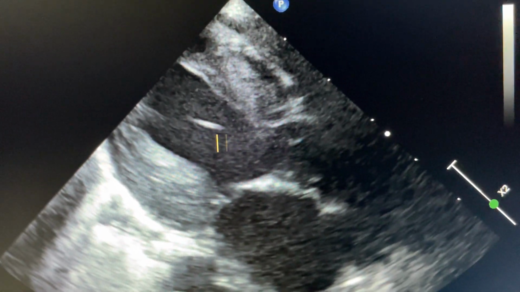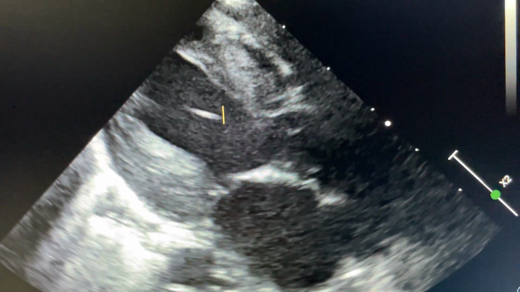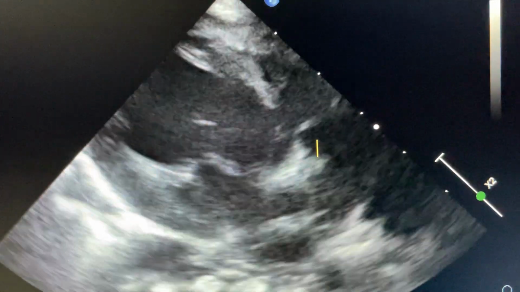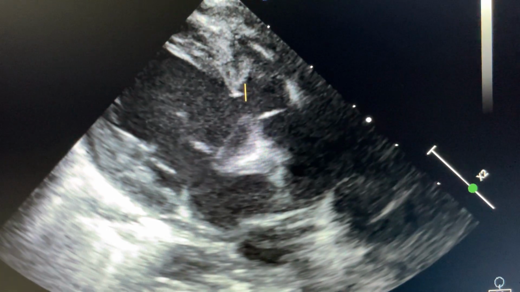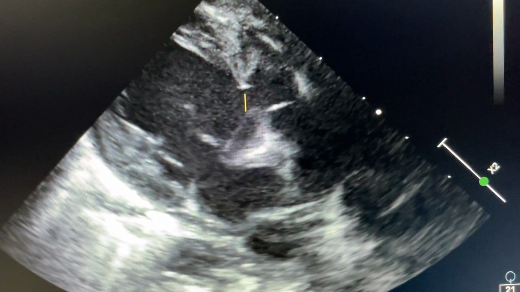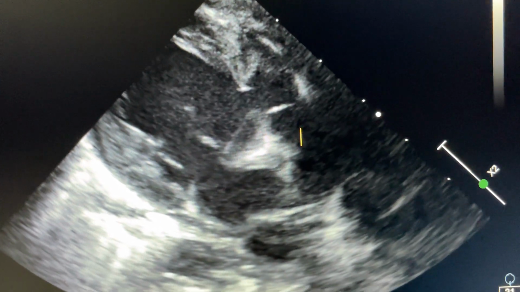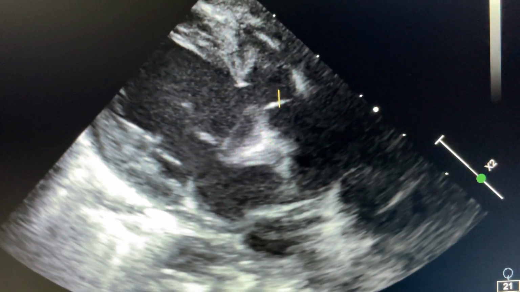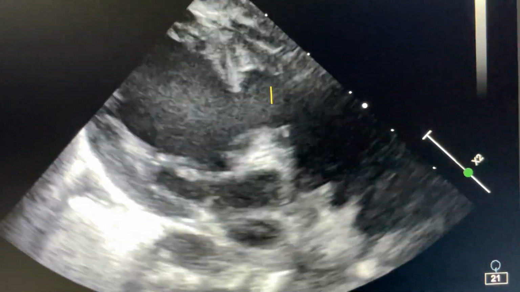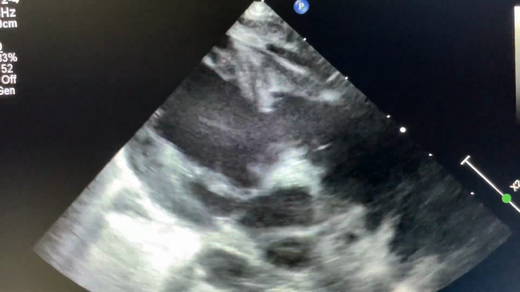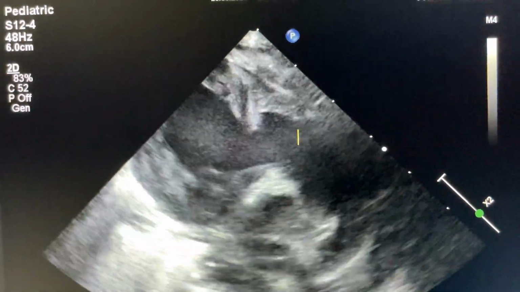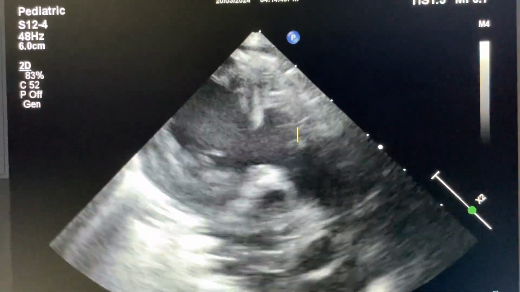This is aorta. This is how the aorta is coming from the left ventricle, or the main ventricle as it is said. This is the right ventricle outlet. Obviously this should be the VSD, and this is the main pulmonary artery. This is pulmonary valve. This is the case of double inlet single ventricle.